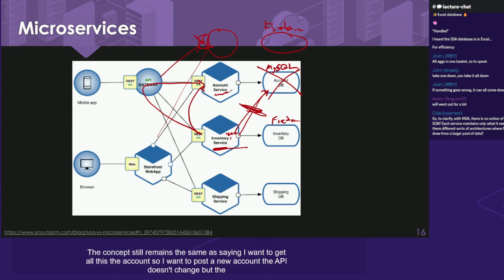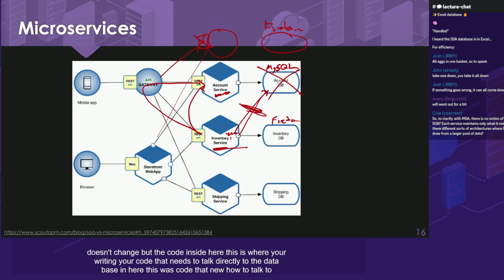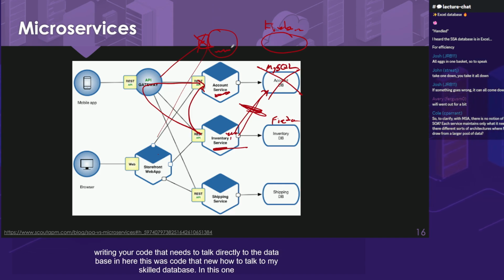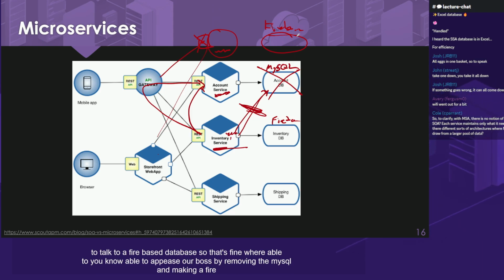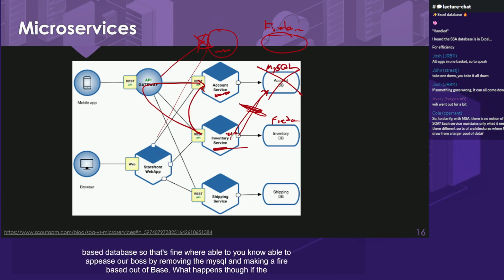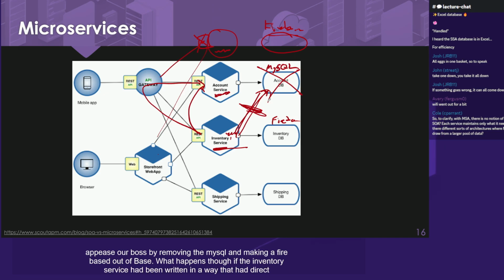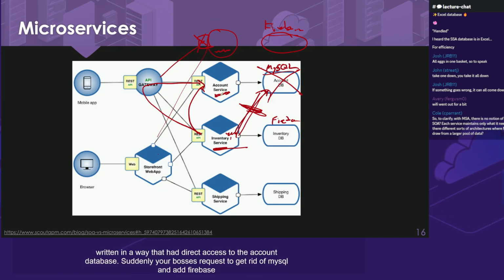But the code inside here, this is where you're writing your code that needs to talk directly to the database. In here, this was code that knew how to talk to a MySQL database. In this one now, it's code that knows how to talk to a Firebase database. So that's fine. We're able to appease our boss by removing the MySQL and making a Firebase database. What happens though if the inventory service had been written in a way that had direct access to the account database? Suddenly, your boss's request to get rid of MySQL and add Firebase means that you're changing code in 1 and 2 spots.